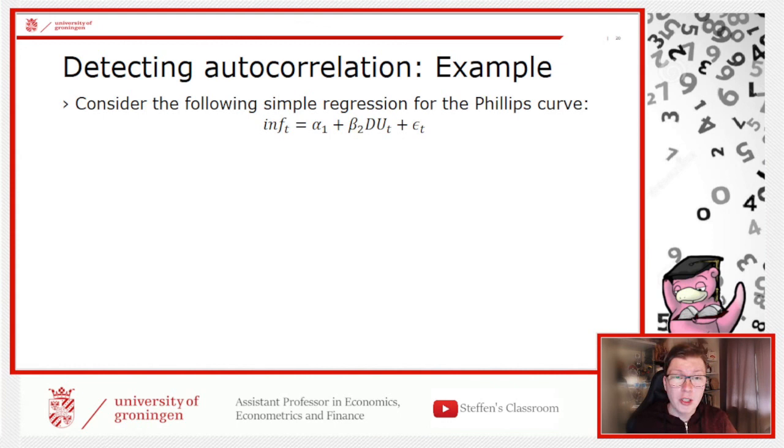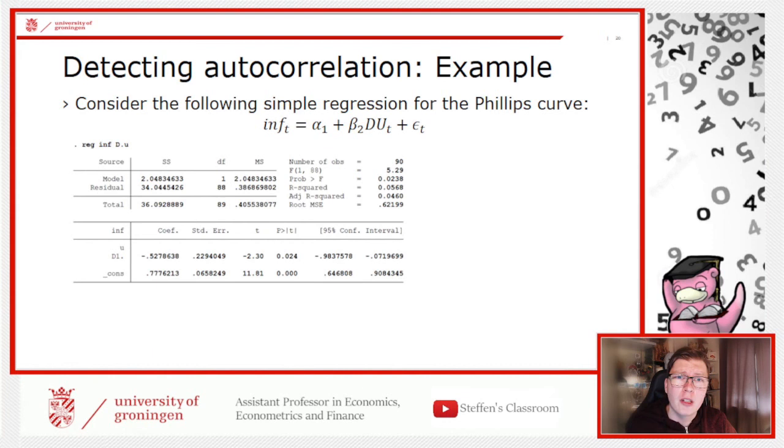Okie dokie. Let's use an example to get a little more familiar with this concept. For this example, I'm going to look at a Phillips curve, or you can actually just look at anything, but I decided to use a Phillips curve here. That is, of course, where we relate inflation to unemployment, I believe. Correct me if I'm wrong, but in this case, with a nice little statistical mindset, I see a simple linear regression. I'm happy, because that's pretty simple.